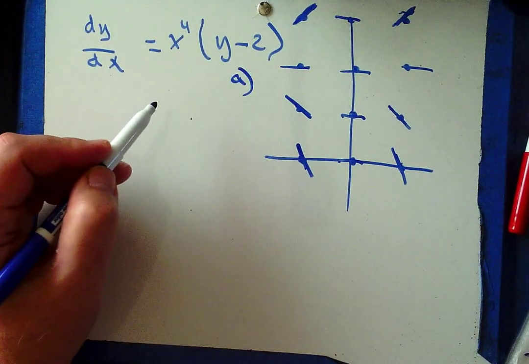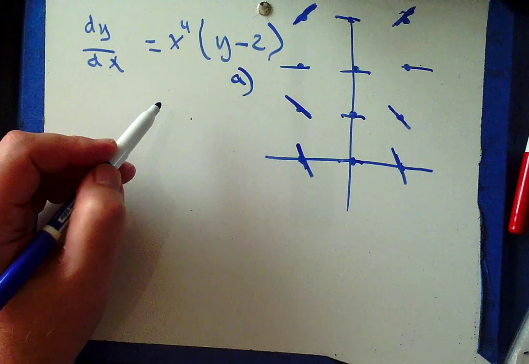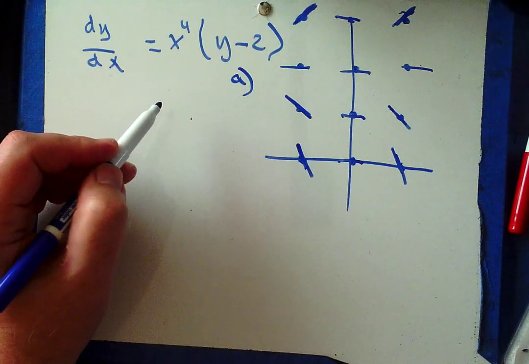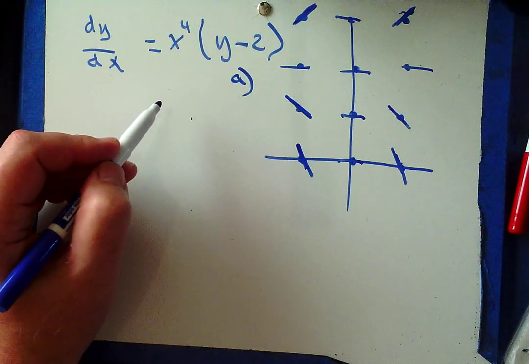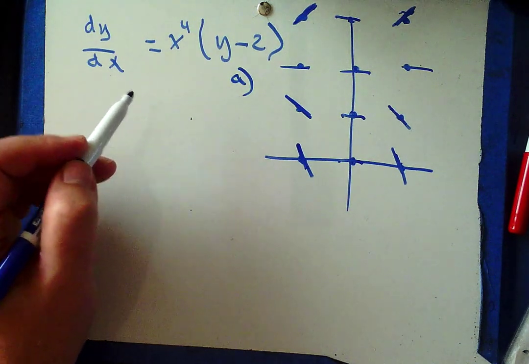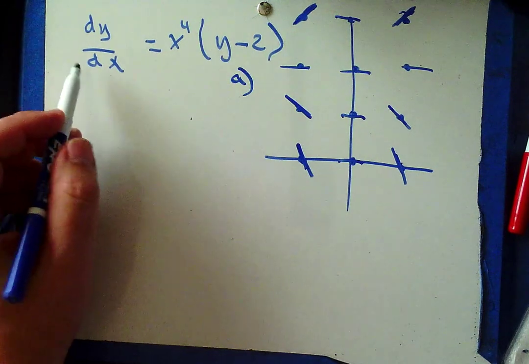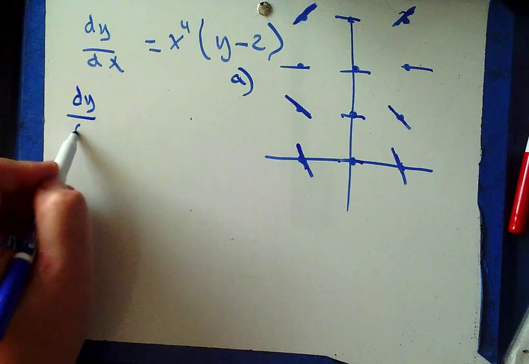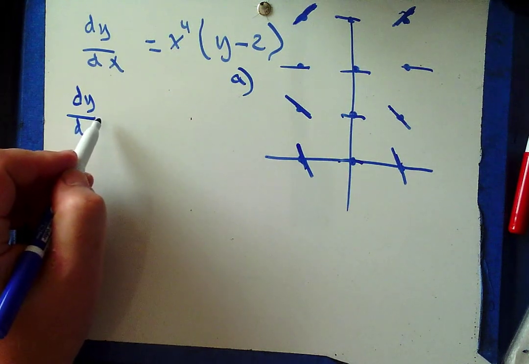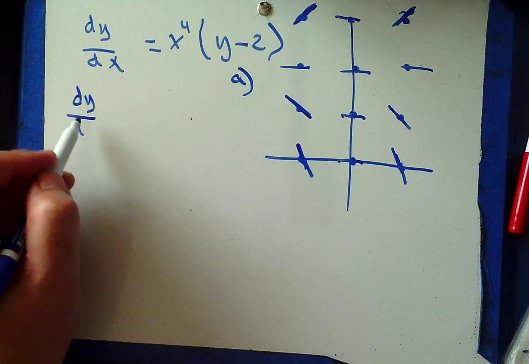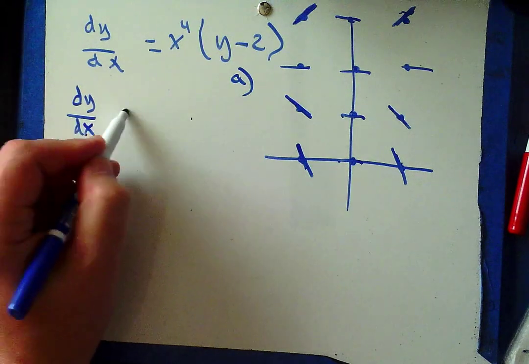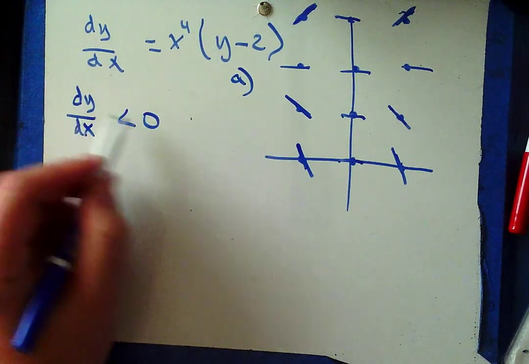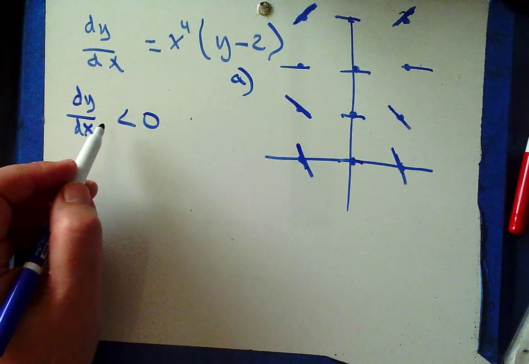And part B. While the slope field in part A is drawn at only 12 points, it is defined at every point on the xy plane. Describe all the points in the xy plane for which the slopes are negative. So I wonder when dy/dx is less than 0. Well, let's find some critical points.